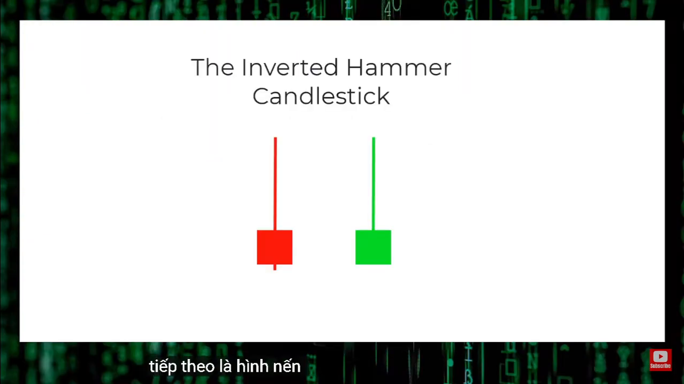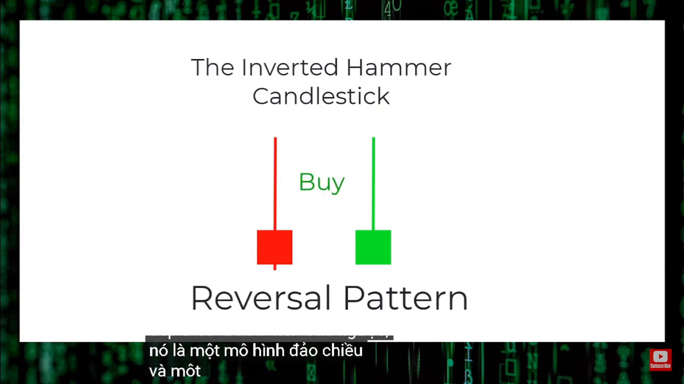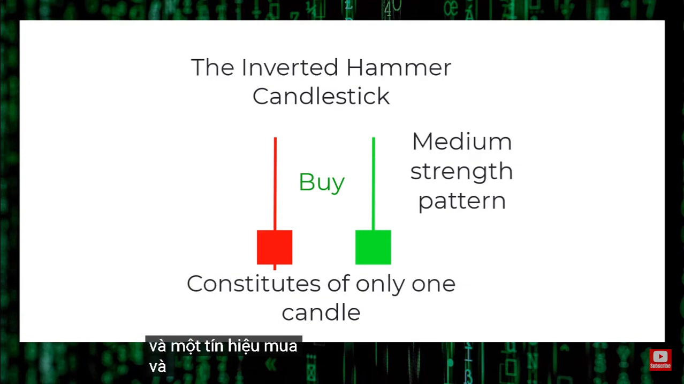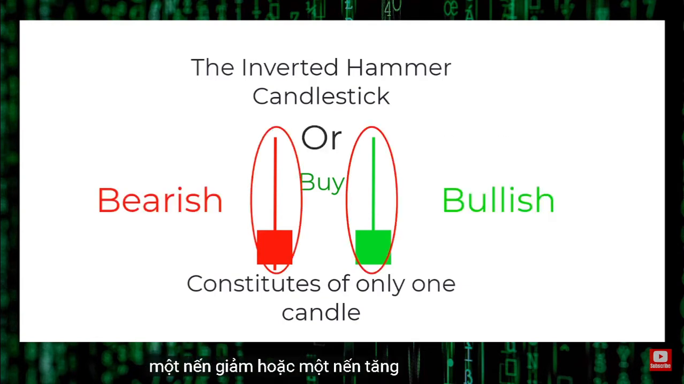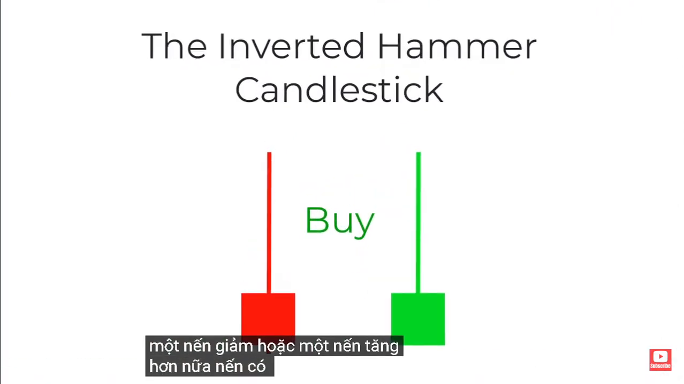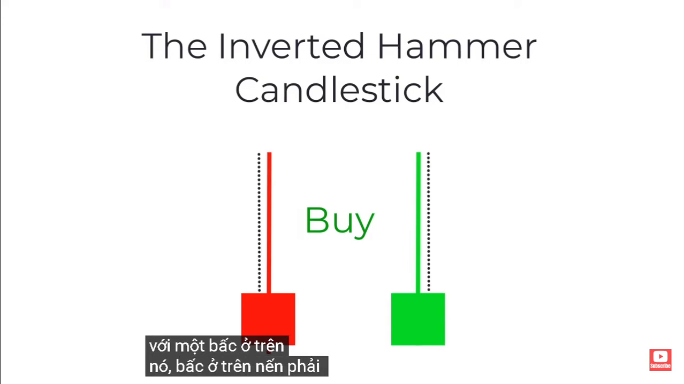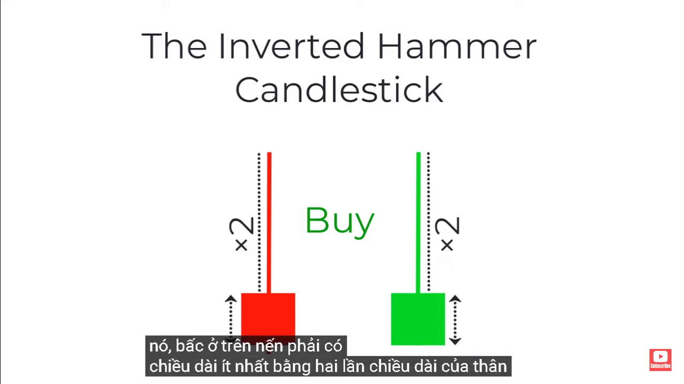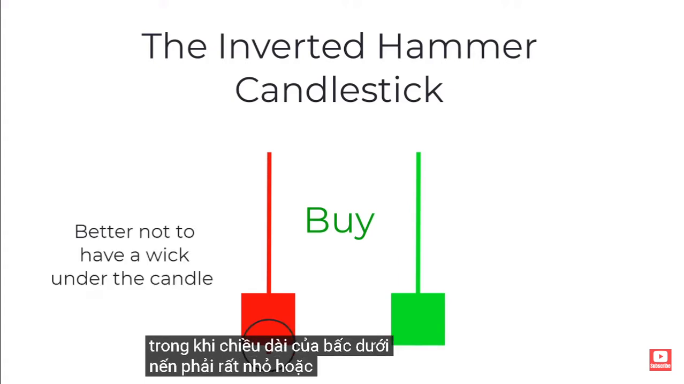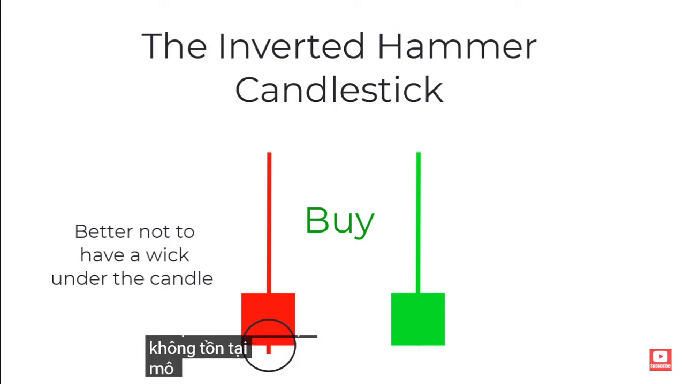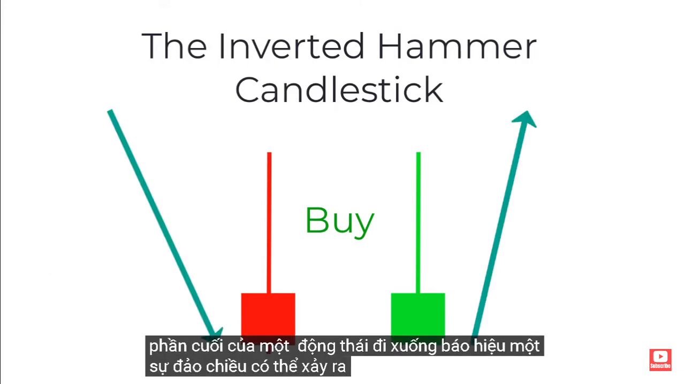Next is the inverted hammer candlestick. It's a reversal pattern and a buy signal, and it constitutes of either a one bearish or a one bullish candle. Moreover, the candle has a small body with a wick above it. The wick above the candle should be at least 2 times the length of the body, while the length of the wick under the candle should be either very small or does not exist. The inverted hammer pattern shows up at the end of a down move, signaling a possible reversal.